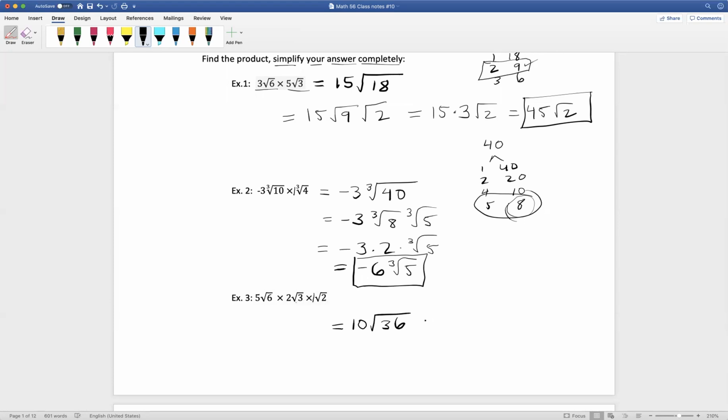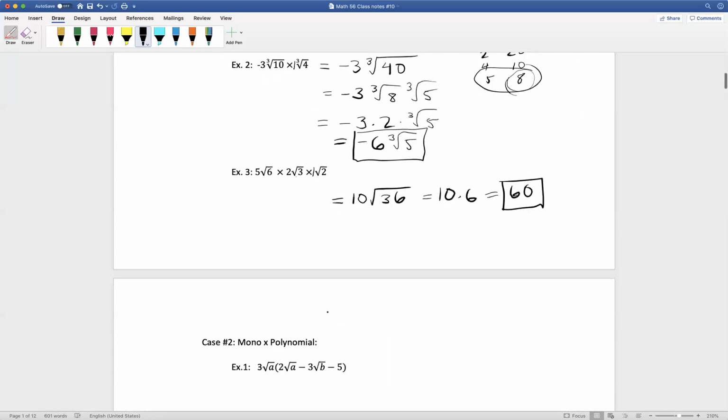And then you say, okay, well, can I simplify the square root of 36? Well, that's the same thing as saying 10 times 6, right? The square root of 36 is a perfect square. 36 is a perfect square, so we can simplify the square root of 36 down to 6. And we get an answer of 60. So that's that, the product of those 3 monomials simplified completely.